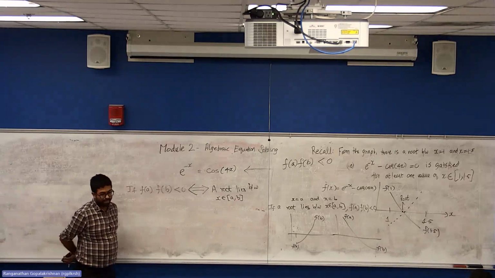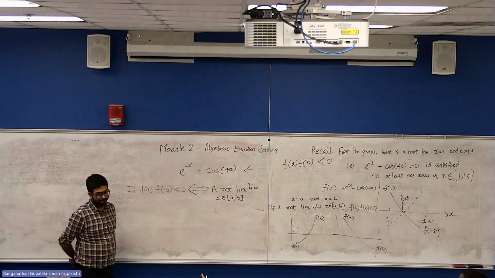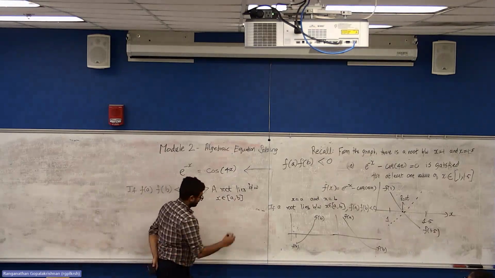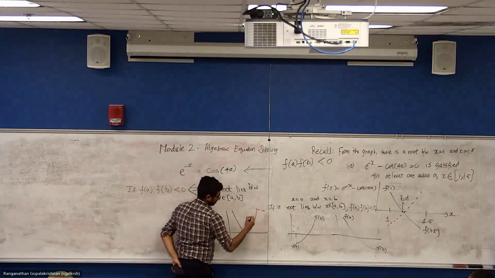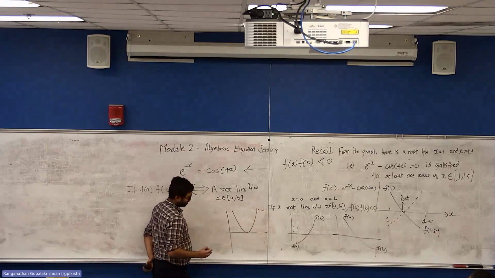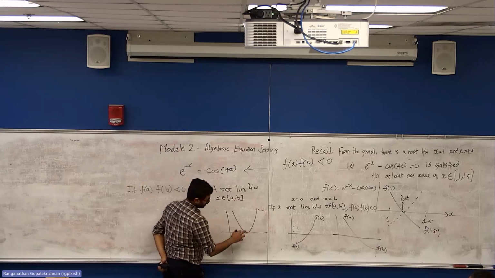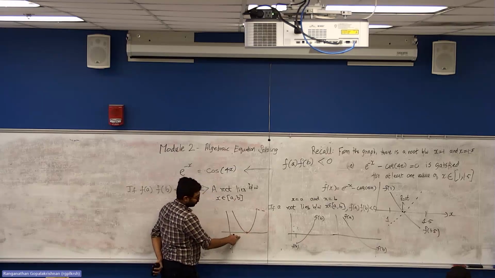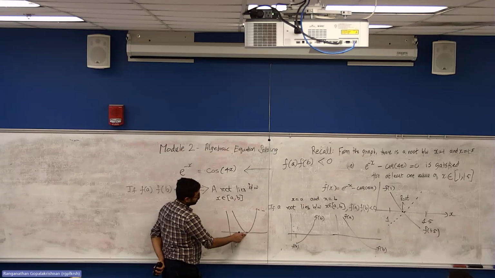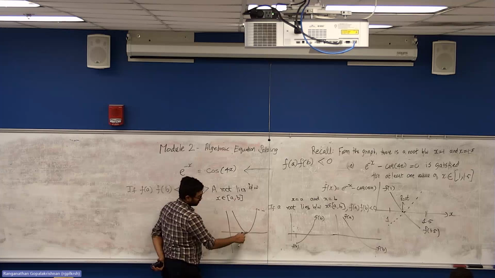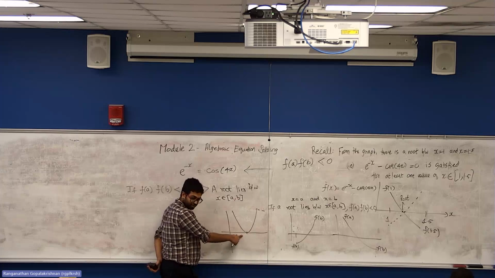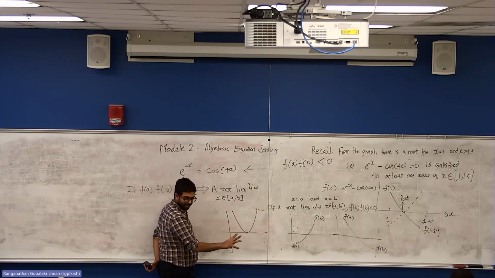What happens if a graph starts as positive, touches the x-axis, and then goes back up, something like this? Okay, so this would be a point of maximum. This is actually a special case. You are saying at this point not only is the slope zero, the function is also zero. So we'll deal with it separately.